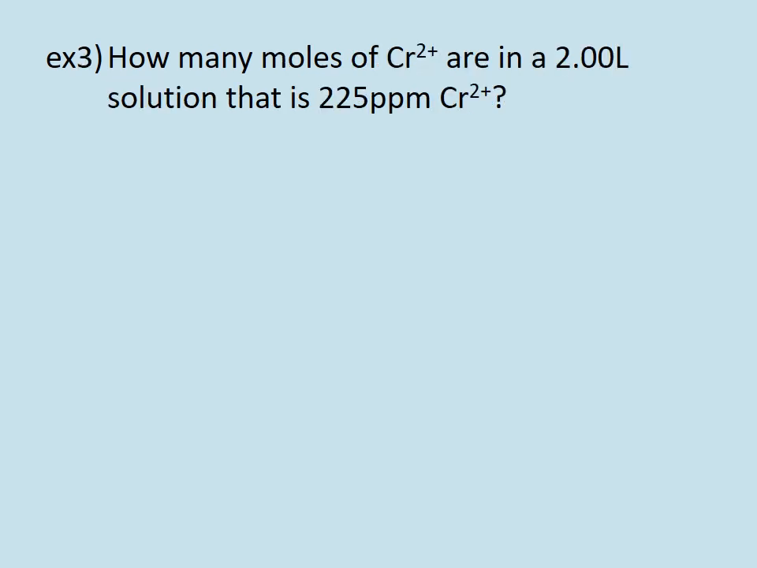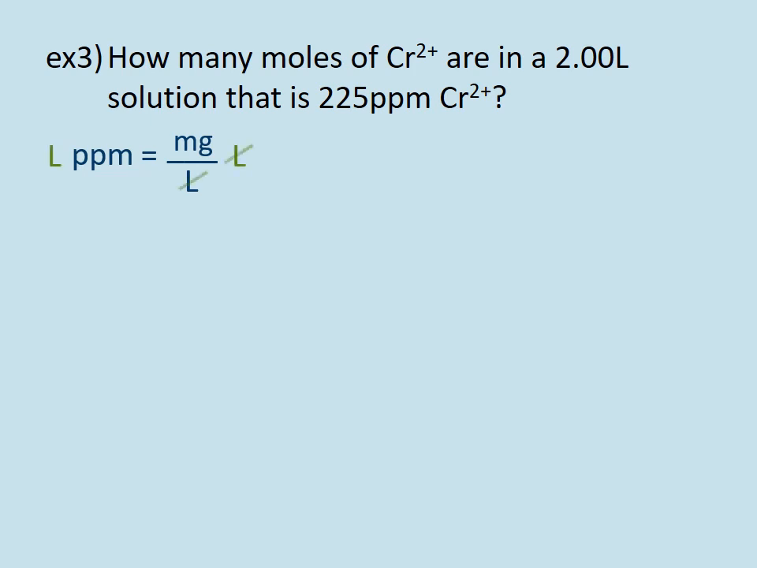How many moles of chromium-2 ion are in a 2-liter solution that is 225 parts per million chromium-2 ion? Well, it says parts per million, so the first thing I write is parts per million equals milligrams divided by liters. If I'm looking for moles, well, I can get moles if I find grams, and I can find grams if I isolate milligrams. So to get milligrams by itself, I will multiply both sides by liters.